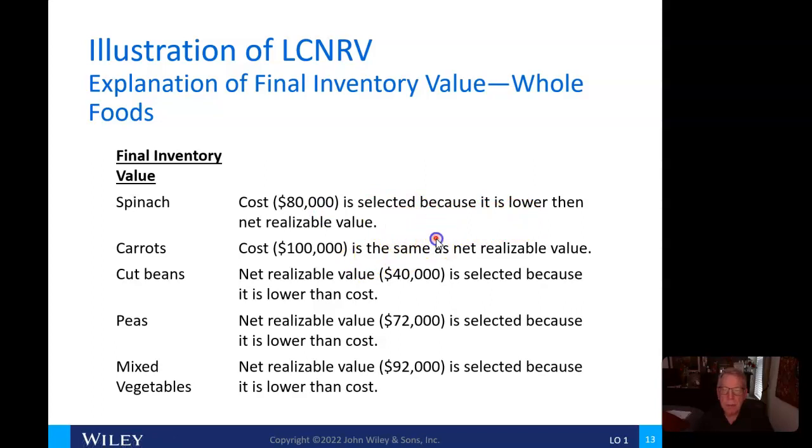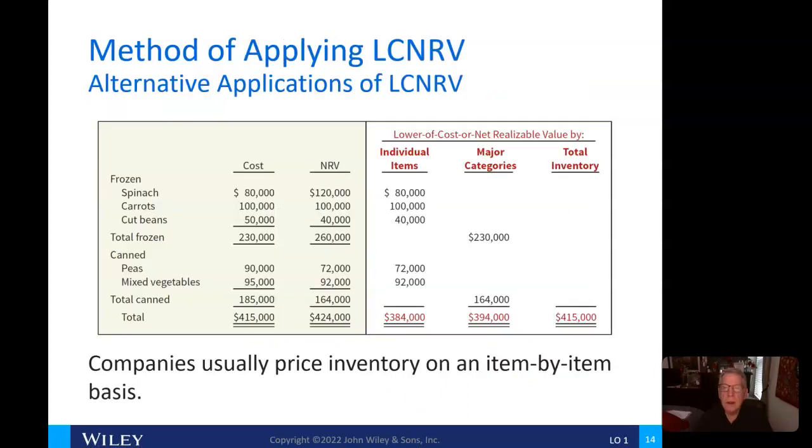Carrots, the same. The net realizable value for the beans because the net realizable value is lower than the cost. And the same with peas, net realizable value is lower than its cost. And finally, mixed vegetables, net realizable value is lower than its cost.